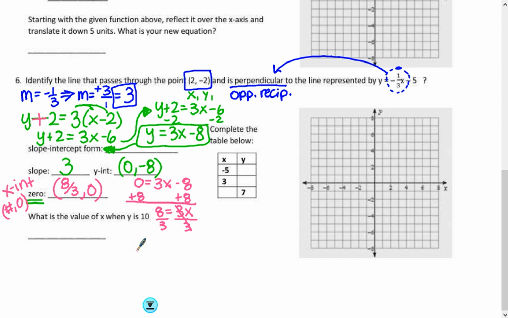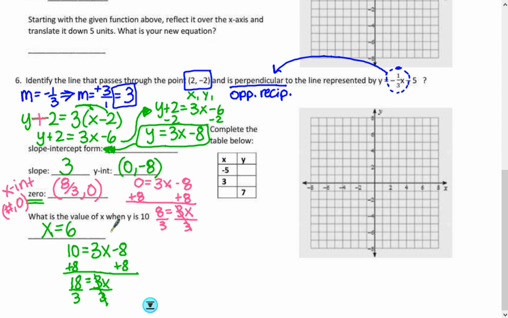Okay, this other question says, what is the value of x when y is 10? Okay, well now that I know what my function is, I can plug in 10 for y and solve for the value of x. Alright, so I would add 8 to both sides. I have 18 equals 3x. Then divide both sides by 3. 18 divided by 3 is 6, so x would equal 6 here.